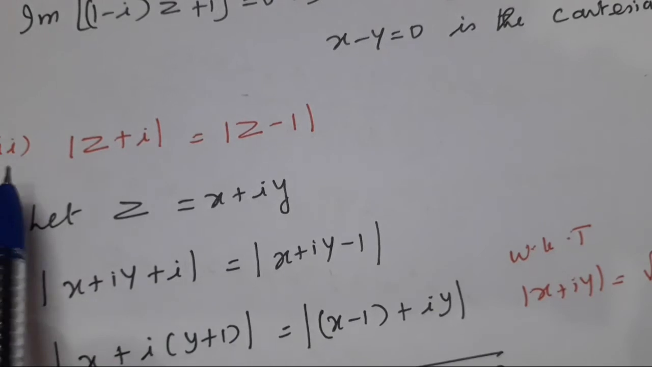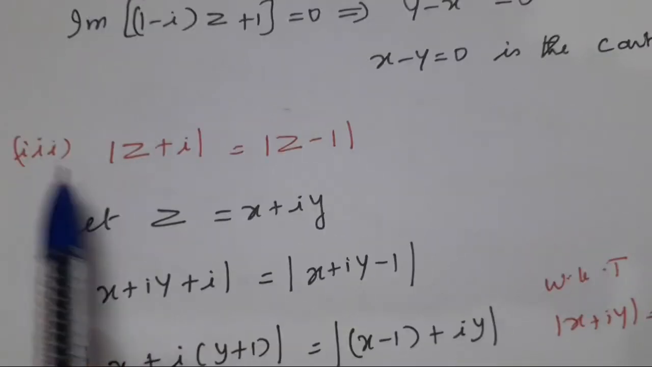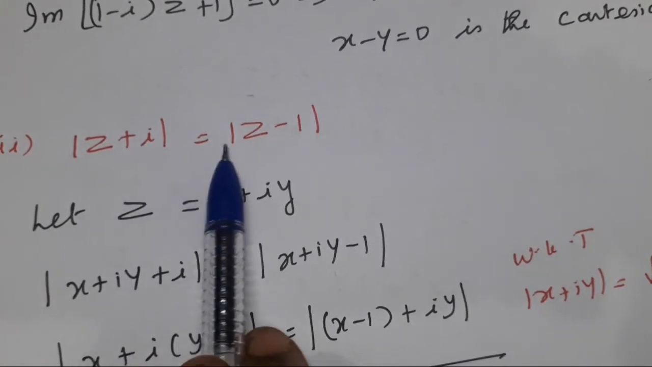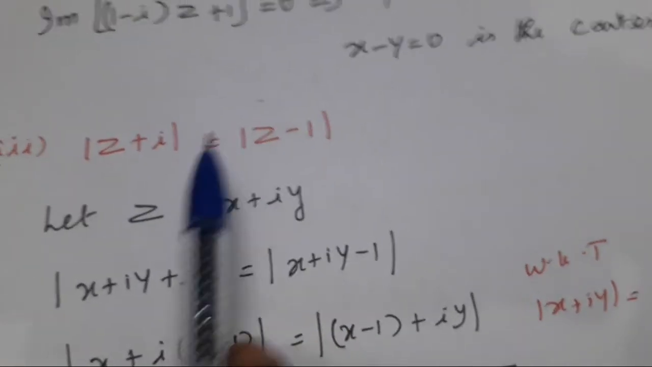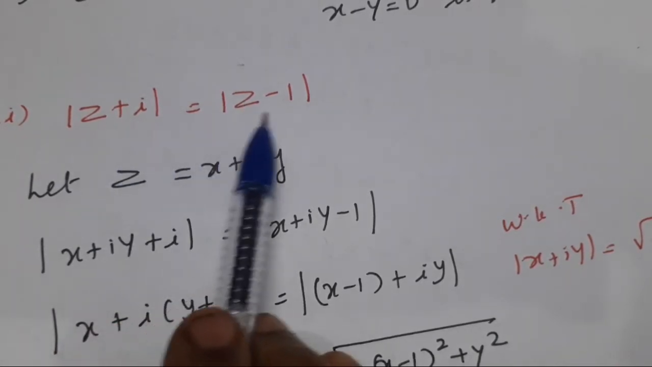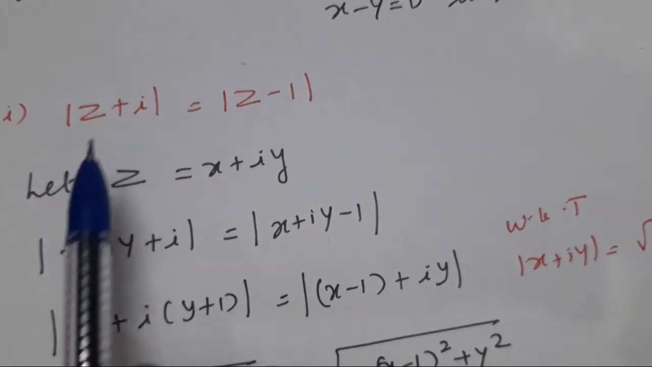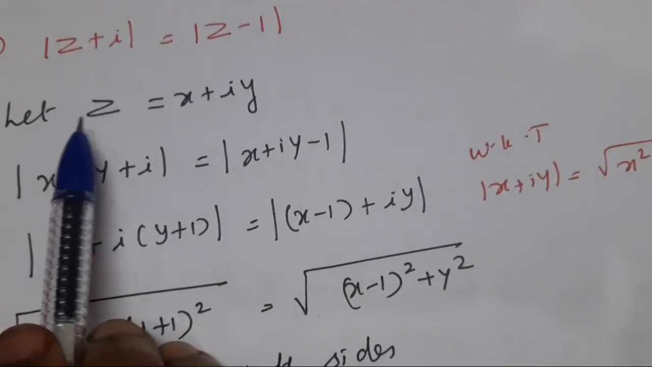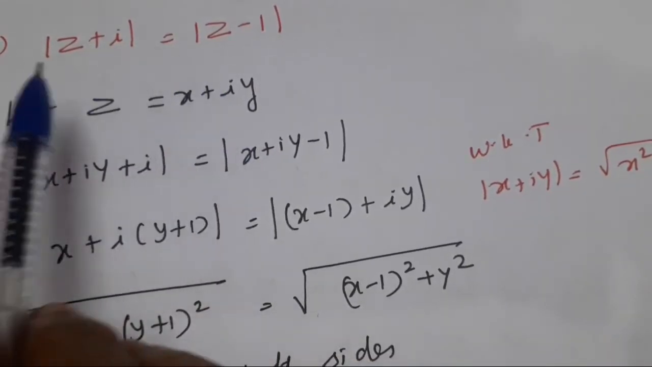So see the third subdivision. Modulus of z plus i equal to modulus of z minus 1. Listen carefully. Modulus of z plus i equal to modulus of z minus 1. Using the given, we are going to find the Cartesian equation. Usually, let the complex number z equal to x plus iy, and you substitute in the question.